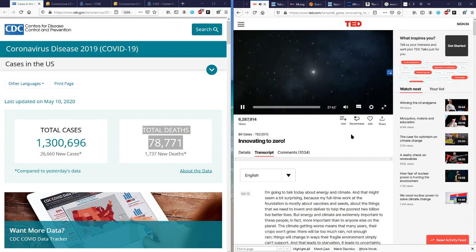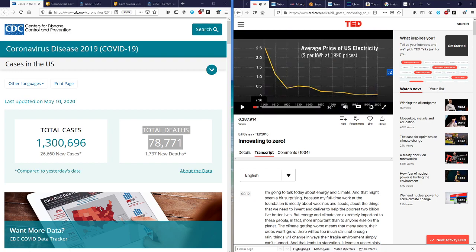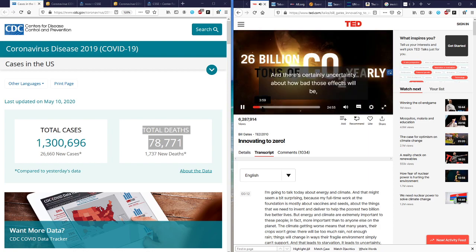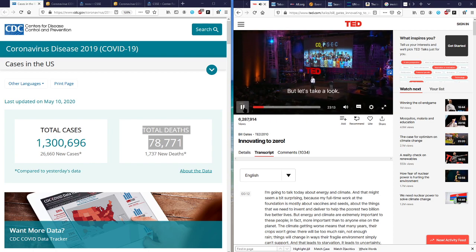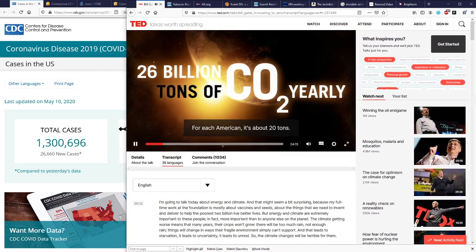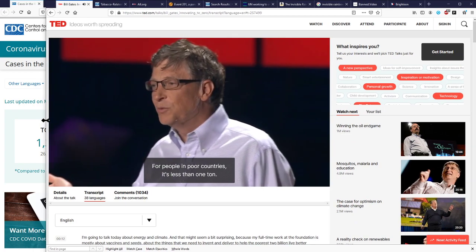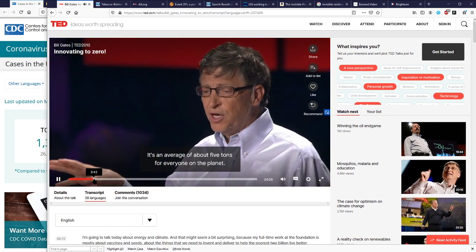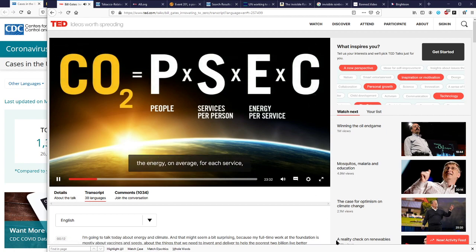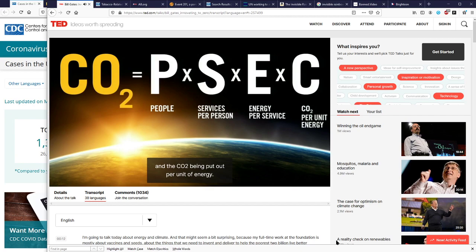So he talks about innovating to zero. The industrial price of electricity, CO2, about how bad those 26 billion tons are, but let's take a look. 26 billion tons. For each American, it's about 20 tons. For people in poor countries, it's less than one ton. The average is about 5 tons. A little bit of multiplication. So this is people on the left, CO2 that you want to get to zero. Really based on the number of people. Oh, interesting. The services. Each person is using on average the energy for each service, and the CO2 being put out per unit of energy.